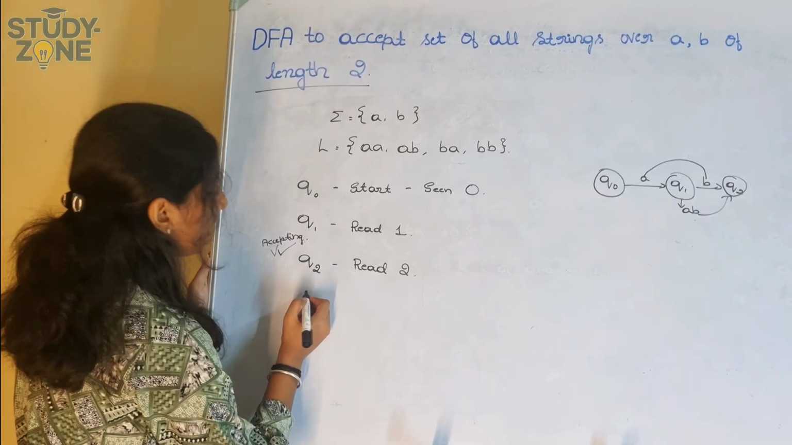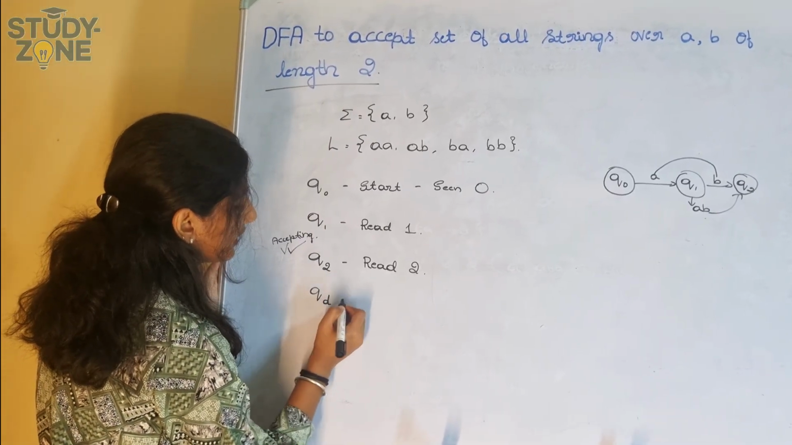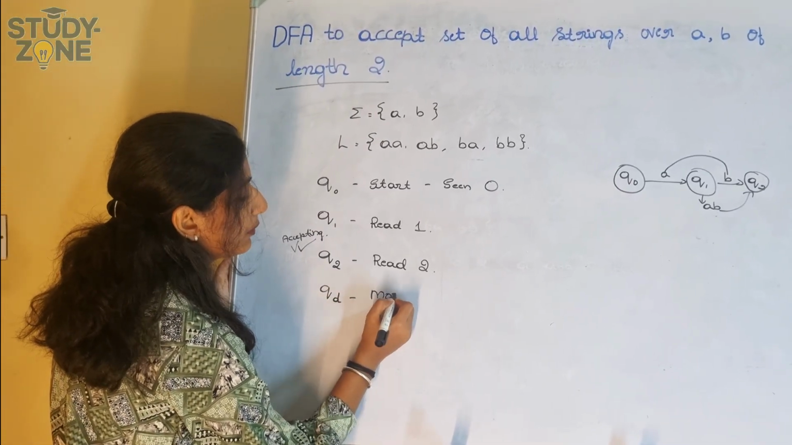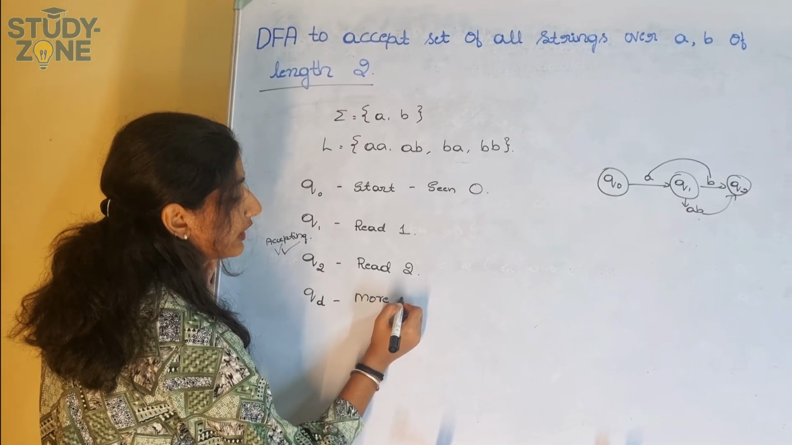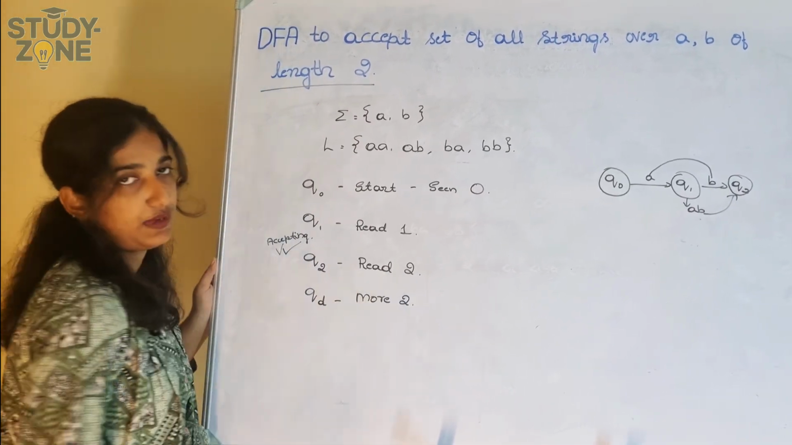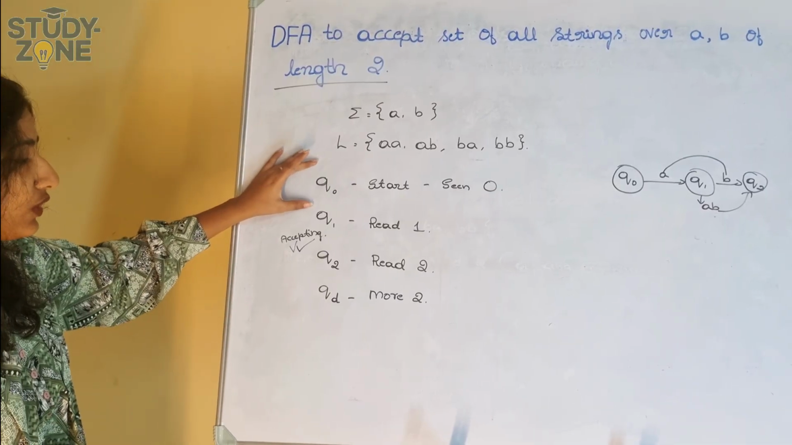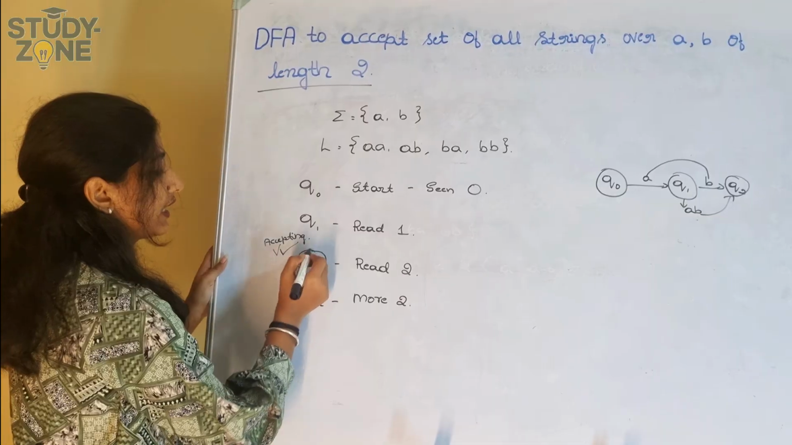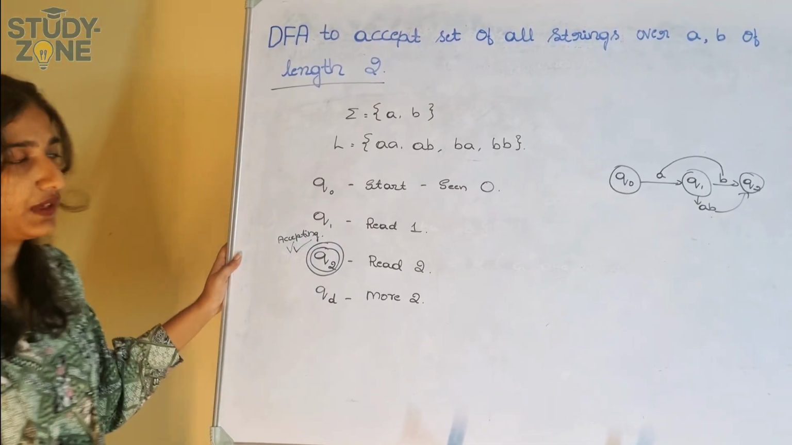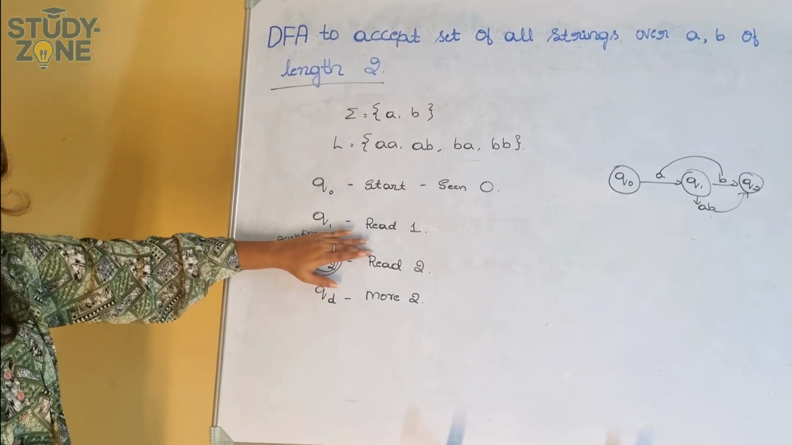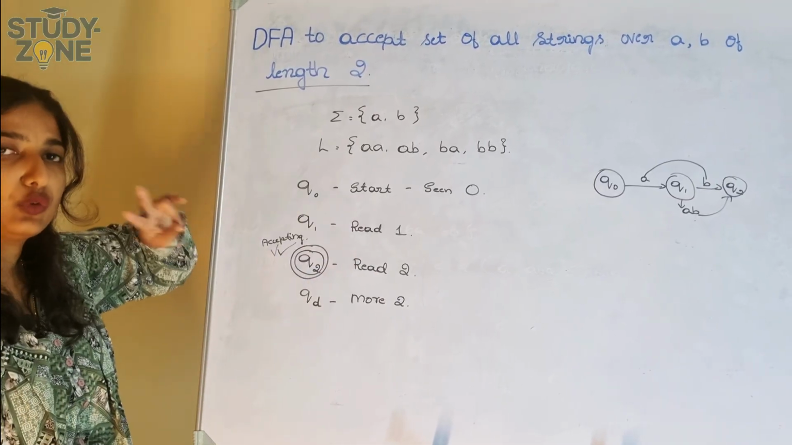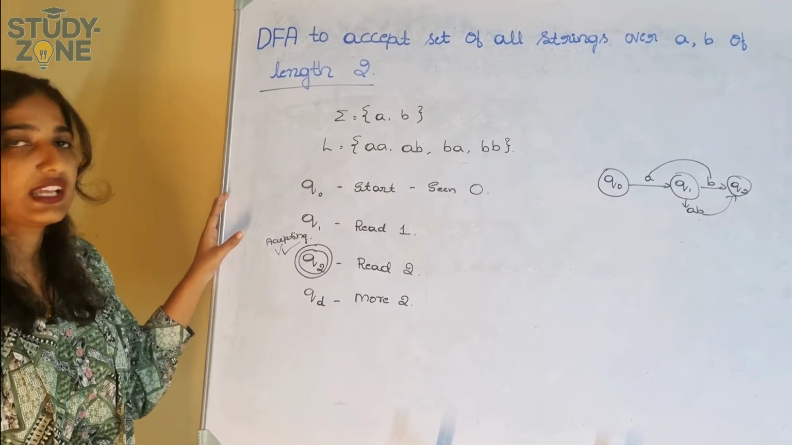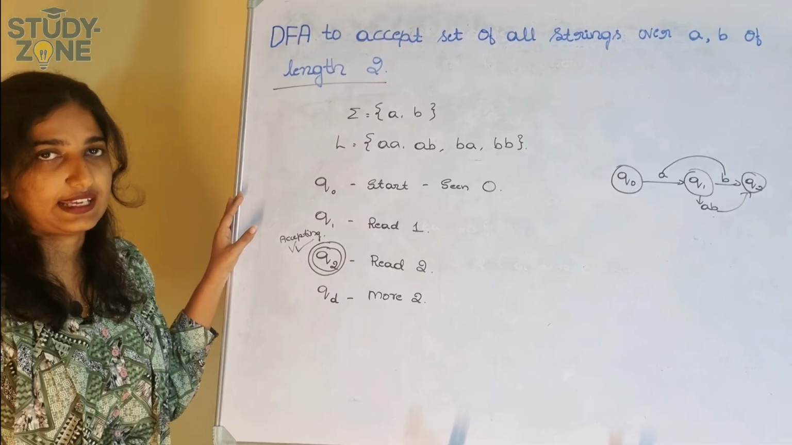So there is another state, which is a dead state. We will be there if we read more than 2 symbols. So we have 4 states: Q0, Q1, Q2, and Q3, the dead state QD. Q2 is the accepting state, because this is the state where we have read 2 symbols. Let's write the transition diagram.